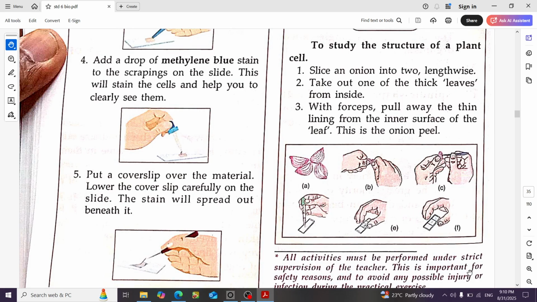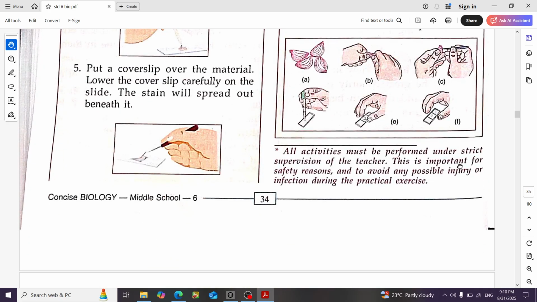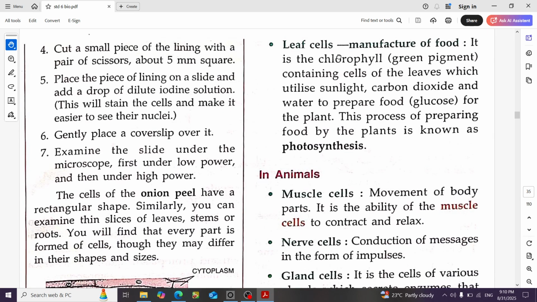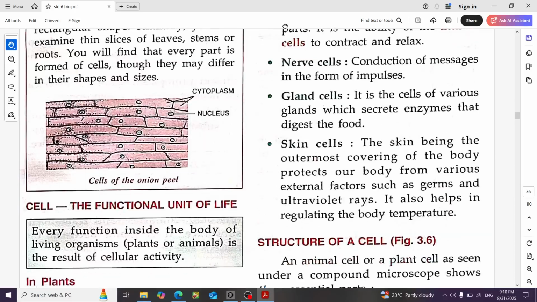Now remember, doing this activity you have to take help of your teacher, otherwise some accidents may happen. So here is a picture of the cells of the onion peel. You can see how the shape is. Every function inside the body is done because of the cellular activity.